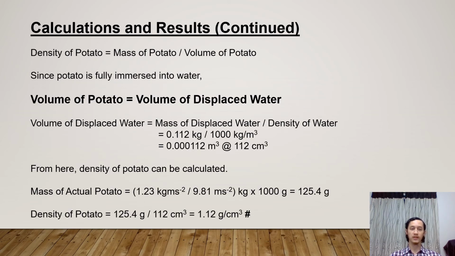Now we can find the density of the potato, which is the mass of the potato divided by the volume of the potato. Since the potato is fully immersed in water, the volume of the potato equals the volume of displaced water. The volume of displaced water equals the mass of the displaced water divided by the density of the water, and we get 112 centimeter cube. From here, the density of the potato can be calculated, by dividing the mass of the actual potato by the volume of the potato, and we get 1.12 gram per centimeter cube.